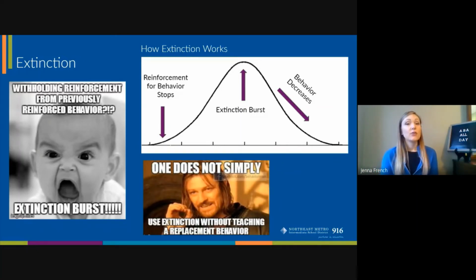Now, with extinction, we do want to keep in mind a couple of things. The first one is that it's not recommended to just use extinction alone. Anytime I would recommend taking this approach, I also recommend finding a replacement behavior, teaching that replacement behavior, and prompting it so that the student has an alternative way to have that same need met. The second thing that you want to keep in mind is that if there are any safety concerns involved, especially when anticipating an extinction burst, that might not be the route that you want to take. And so keeping in mind too the safety component when putting together an intervention.